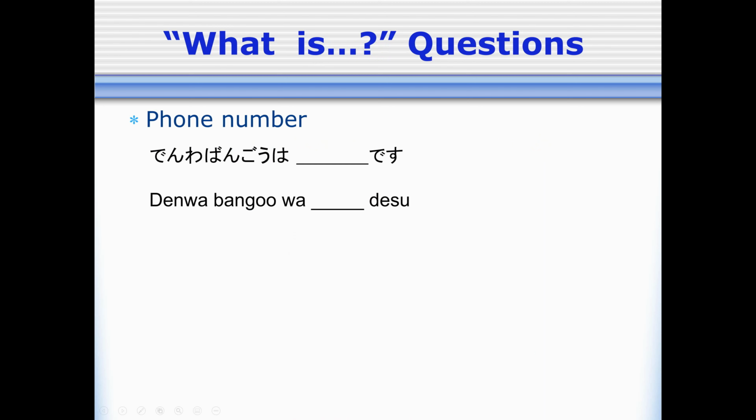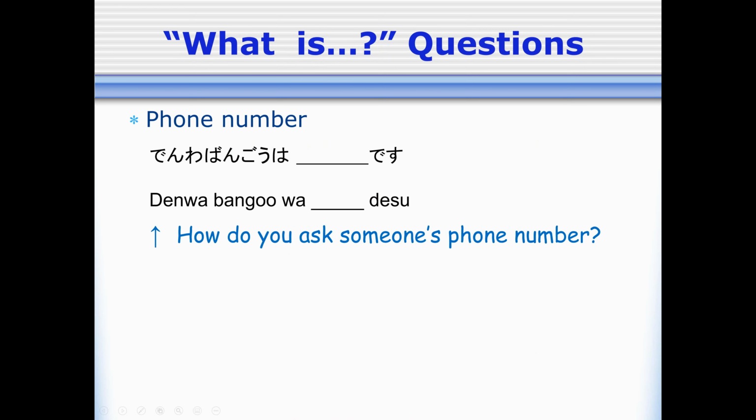We start with our statement, 電話番号は something です。All we have to do to make it a question is stick か at the end. And then, instead of putting a phone number here, we're gonna put our word for what. So, 電話番号は何ですか? That means, what is your phone number?